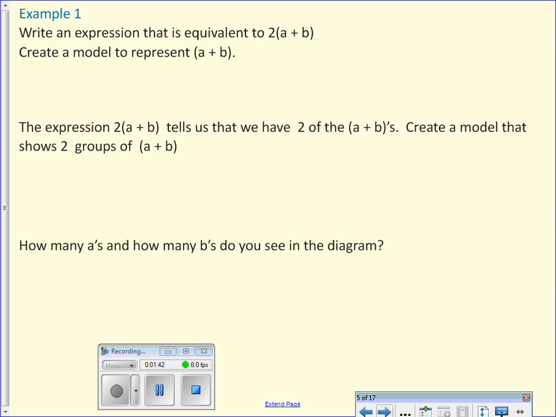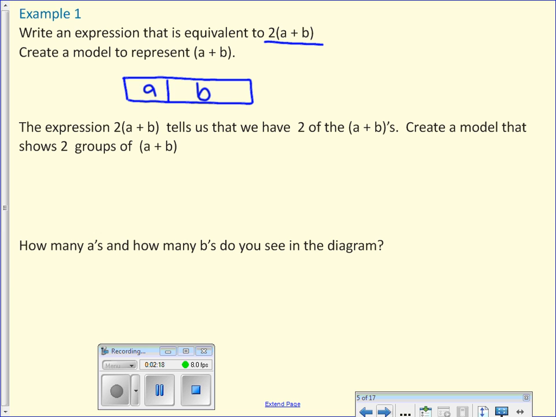Now we're going to write an expression that's equivalent to 2 groups of A plus B. This is 2 groups of A plus B. So first, let's just show 1 group of A plus B. Now, should I draw my A and my B the same size? No, how come? Why do my A and B have to be different sizes? Well, because A stands for a different number than B. Right, A and B each represent a different value. That's not a constant, so they have to be different sizes.